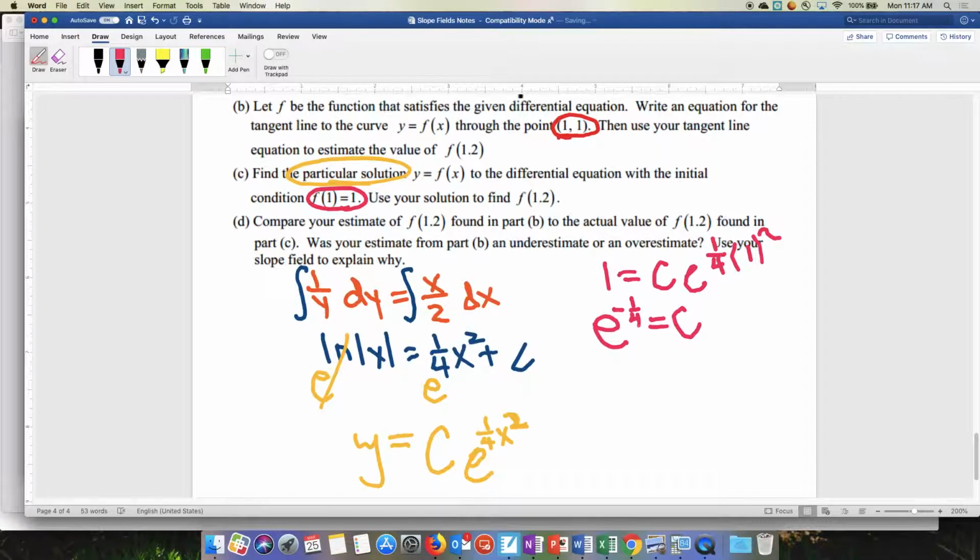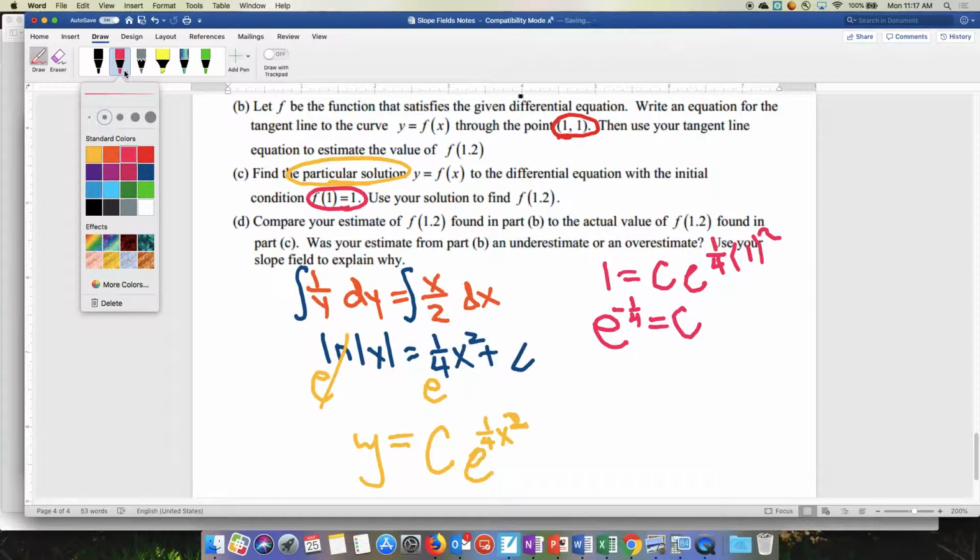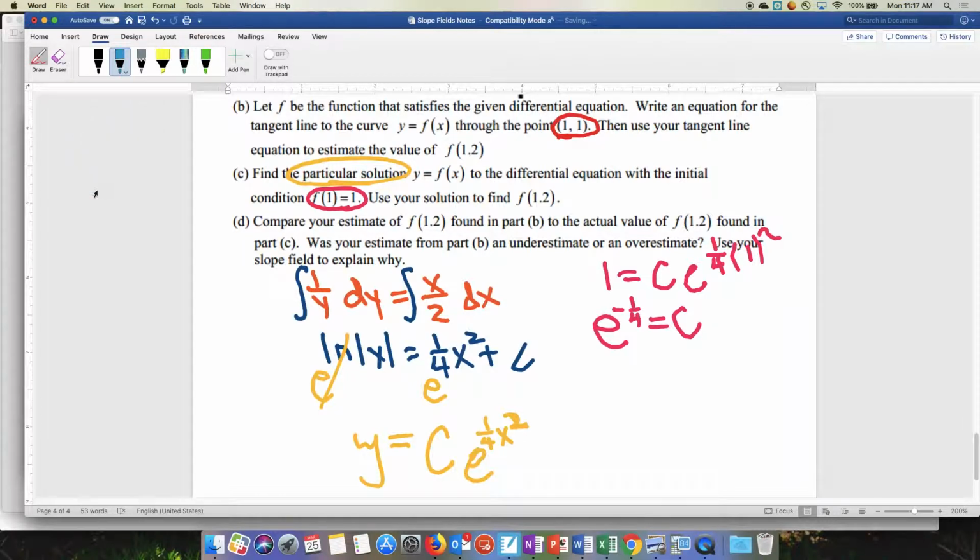So 1 divided by e to the 1/4. I'm going to move the exponent up. Oh, you heard an extra 1 in there? Okay. I thought you were still doing 1 over it. So you thought I was crazy, right? Okay? So now we have y equals our c times e to the 1/4 x squared.